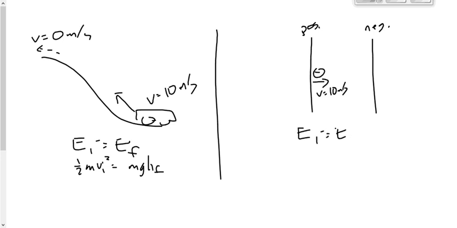What kind of energy does the car have at the bottom of the hill? Kinetic energy. What kind of energy does the car have at the top of the hill when it stops? Potential energy. Except, of course, it's not gravitational potential energy.